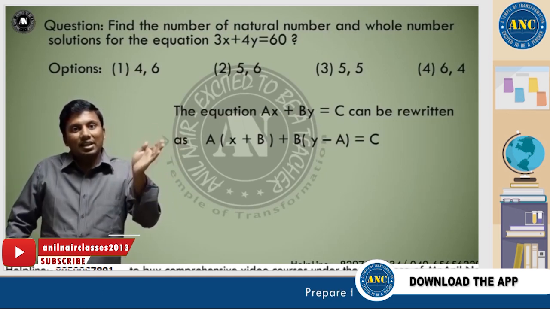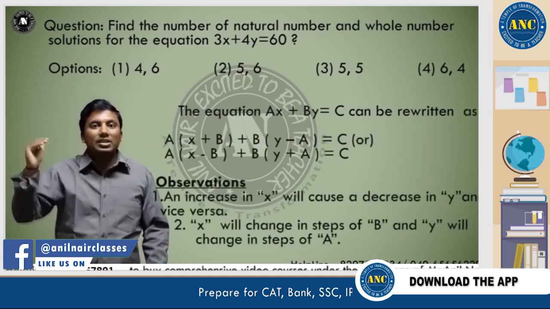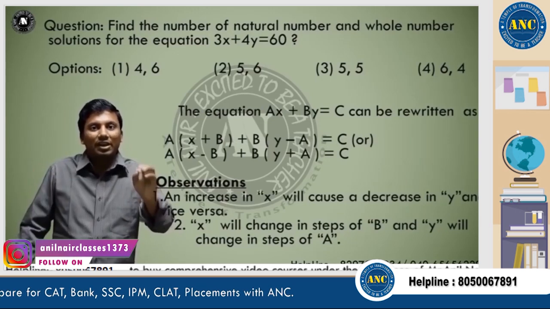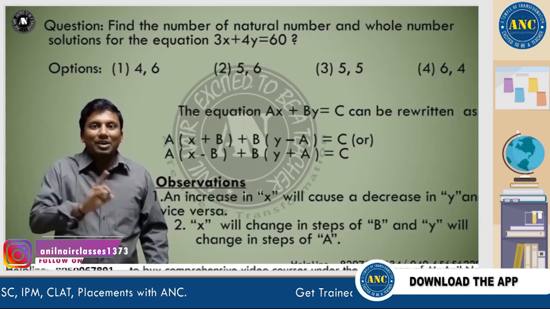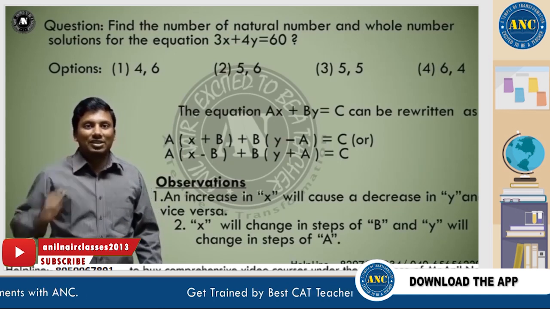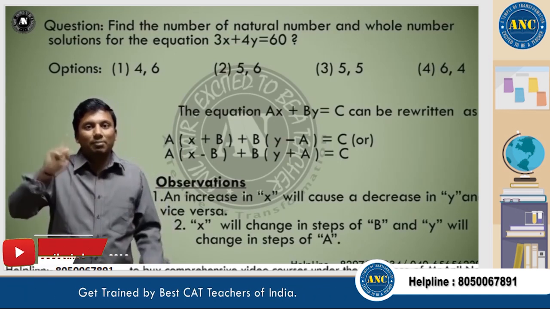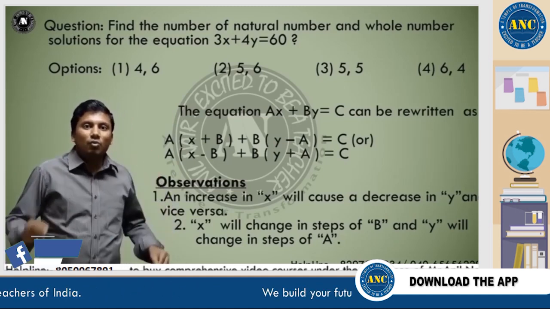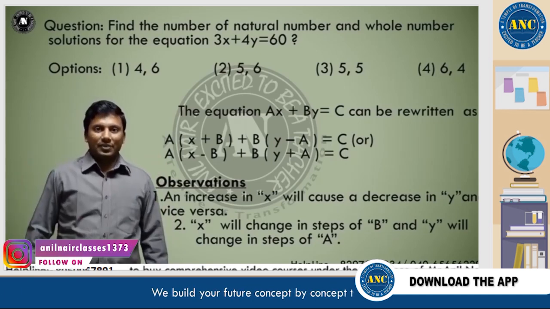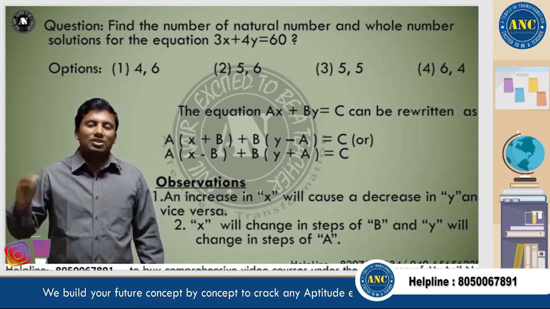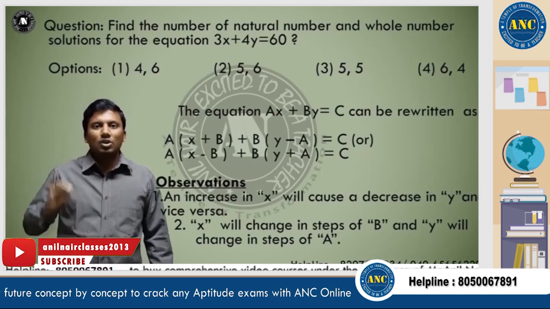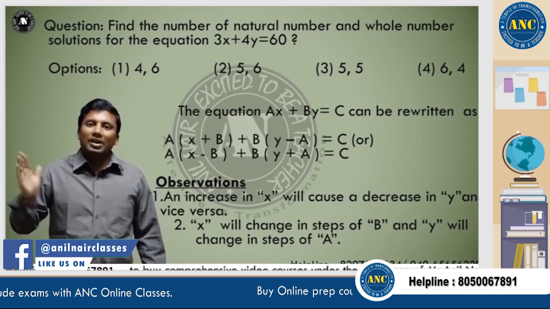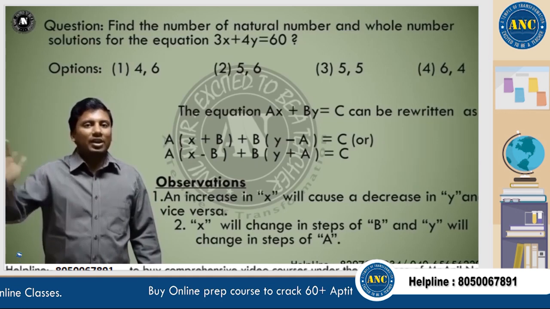That means x is increased by b, y is decreased by a. So in an equation of the form ax + by = c, x and y are inversely related to each other. If x increases by b, y will decrease by a. If x decreases by b, y will increase by a. Since both coefficients of x and y are factors of the constant, you can start with either x = 0 or y = 0 and generate the corresponding values of the other variable.